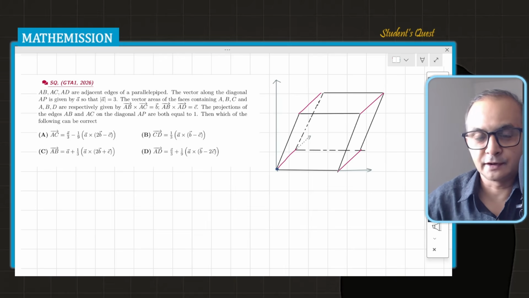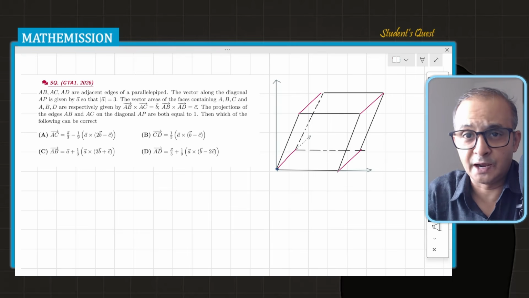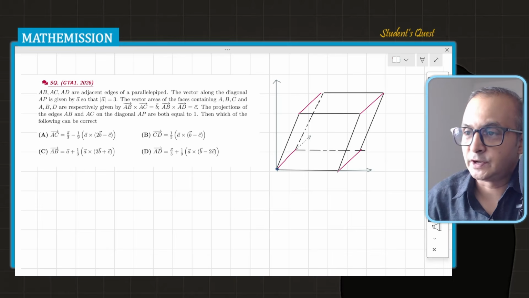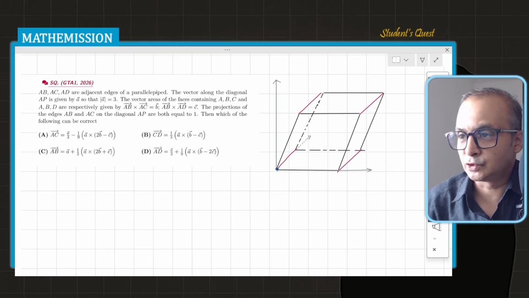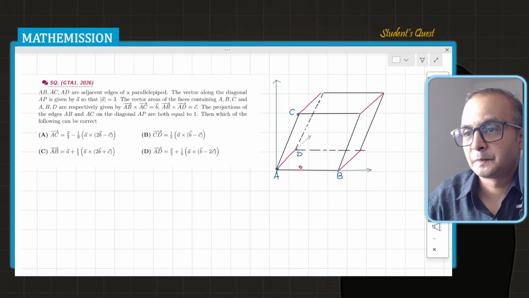So the diagonal is the diagonal of the entire parallelepiped, not the diagonal of the face. So we have to take this diagonal here. Let's say this point is A first. This is B, this is C, and this is D. In this way we defined the AB vector, AC vector, and AD vector.